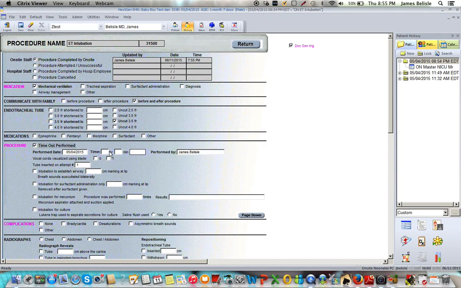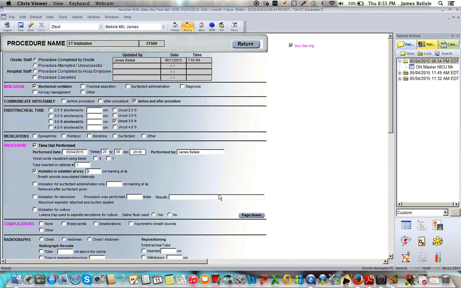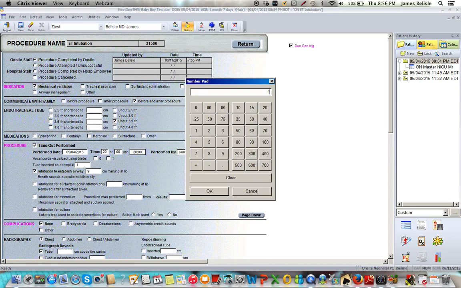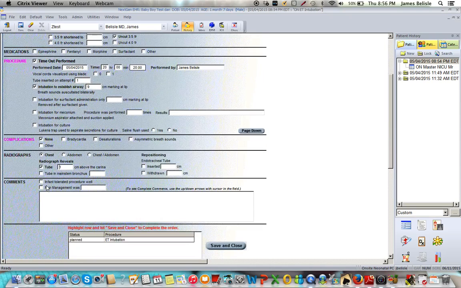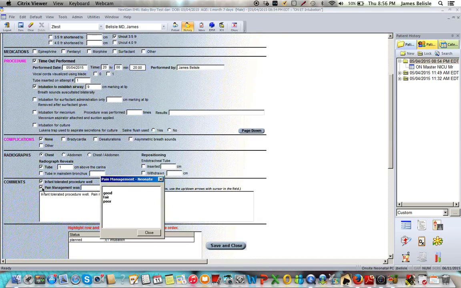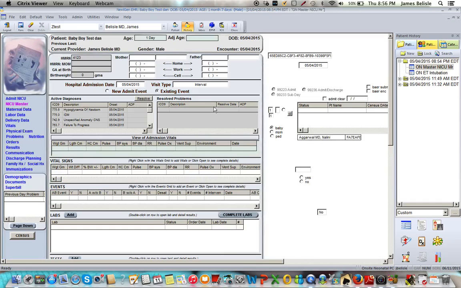Now performed at 2000, and it was intubated at the 9 cm. Let's say it was 3 kilos, 9 cm mark. Okay, and there were no complications. We did our chest x-ray, and the tube is at 1 centimeter above the carina. Of course, this baby has no troubles. Intubated, pain management was fair. Now remember, you have to highlight it and save it like that. Okay, so now our procedure's done.